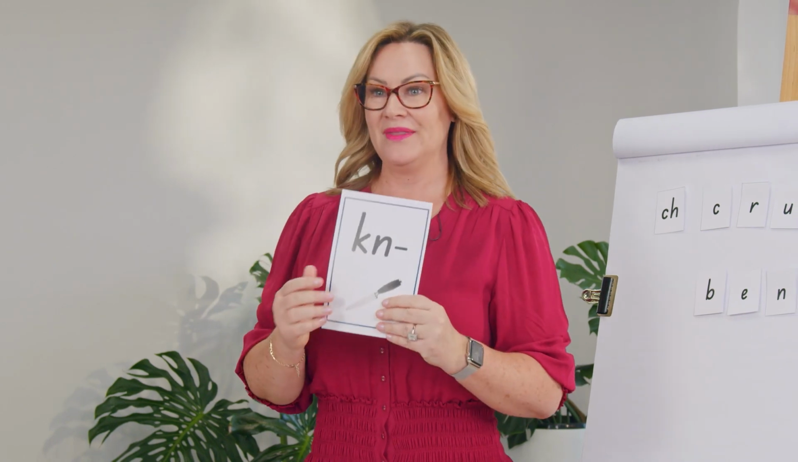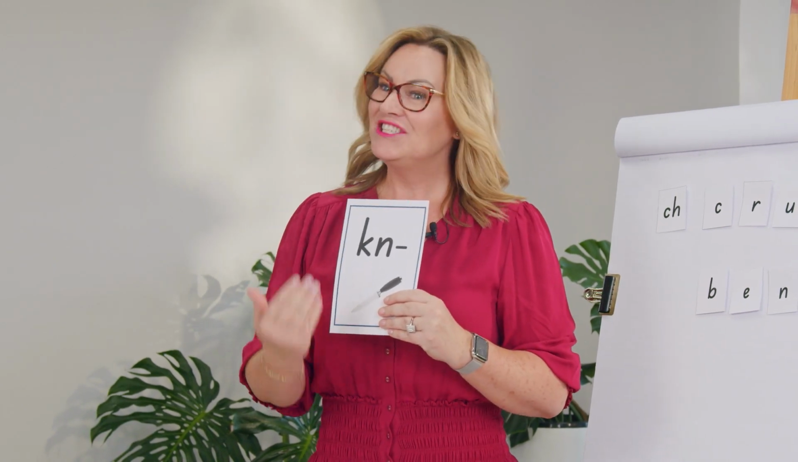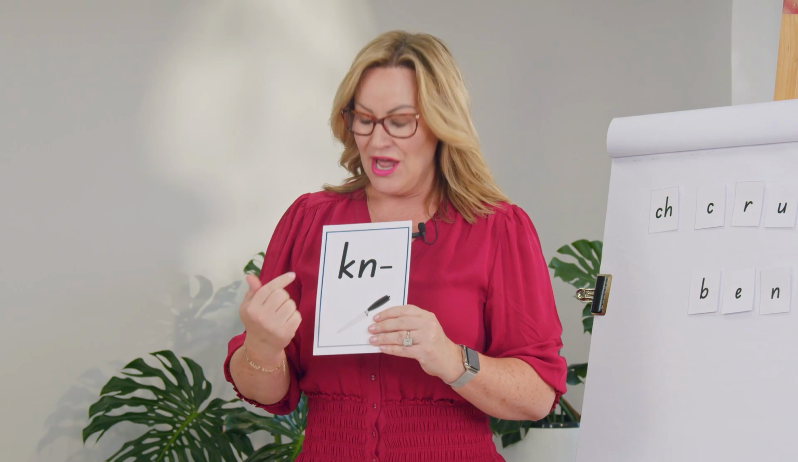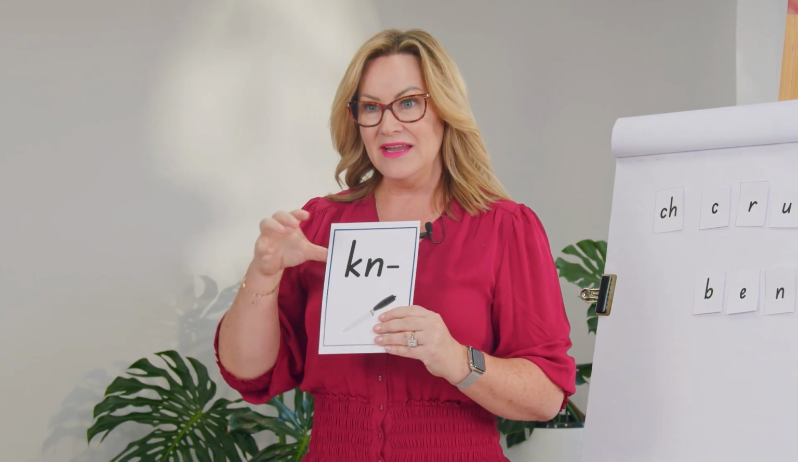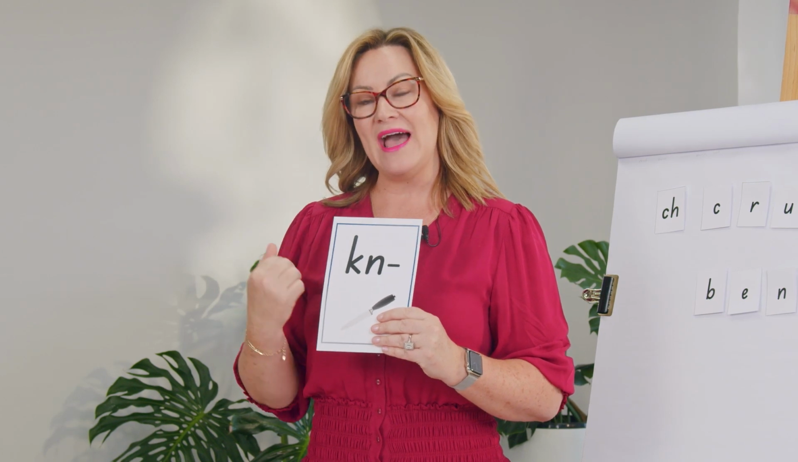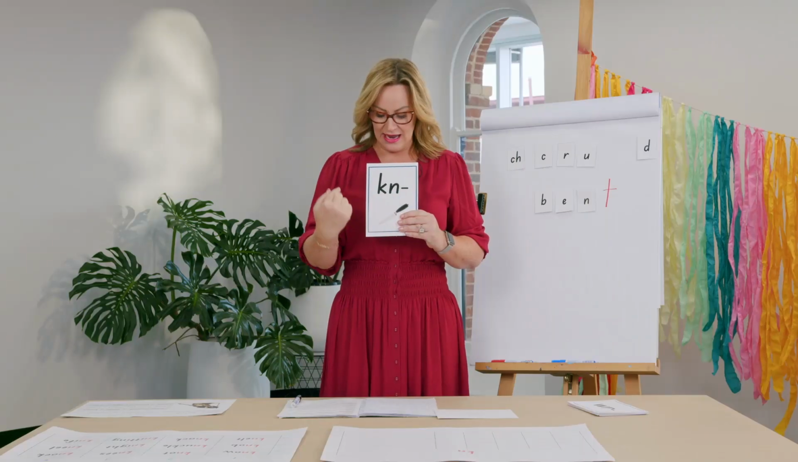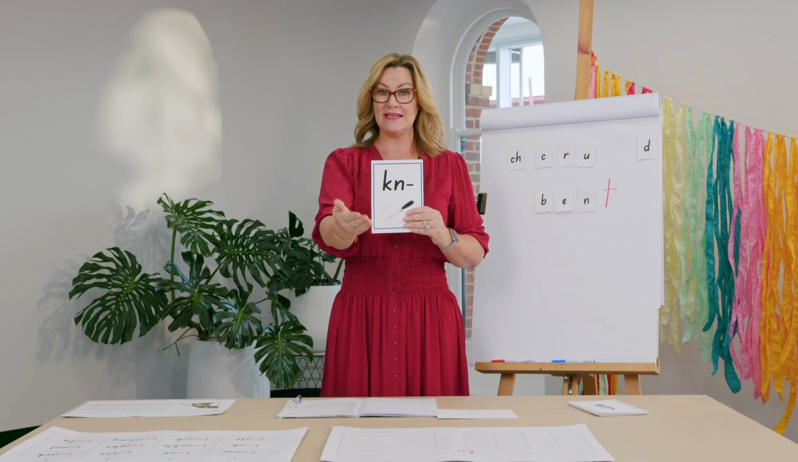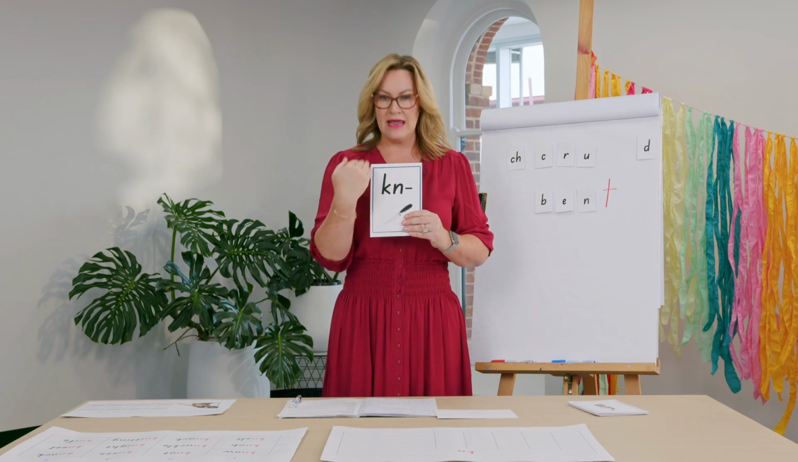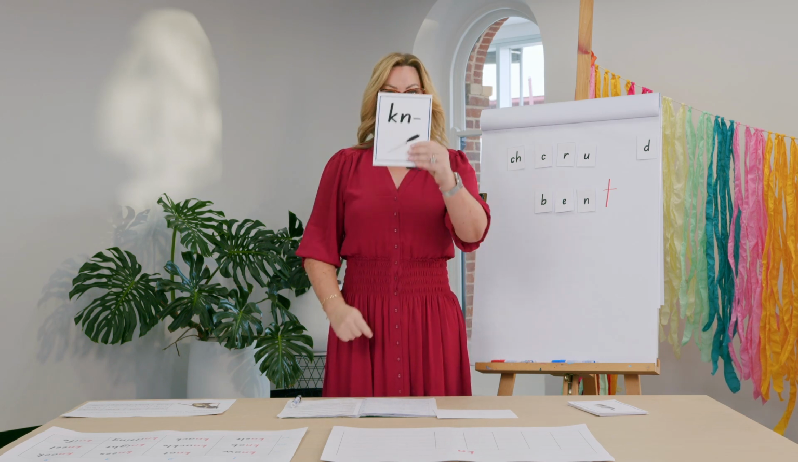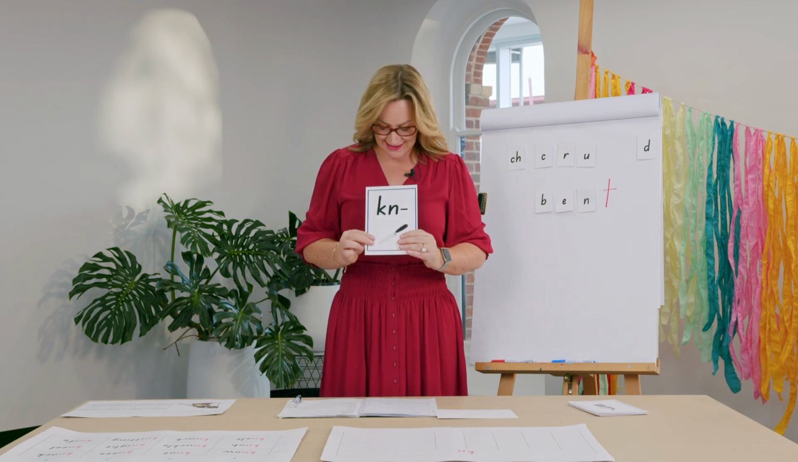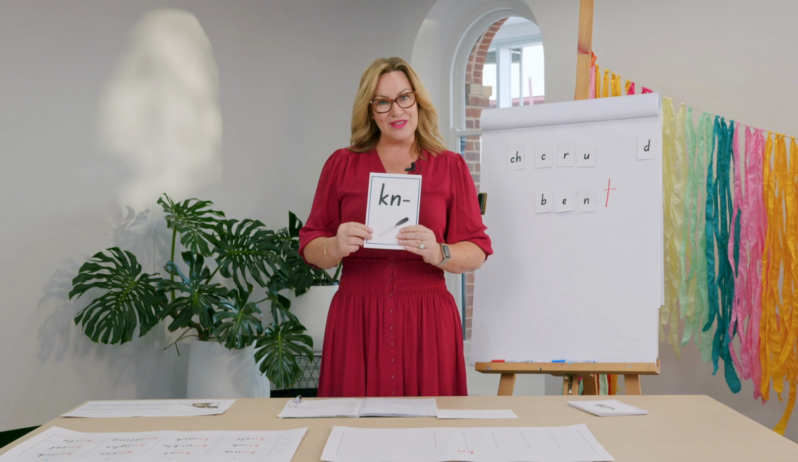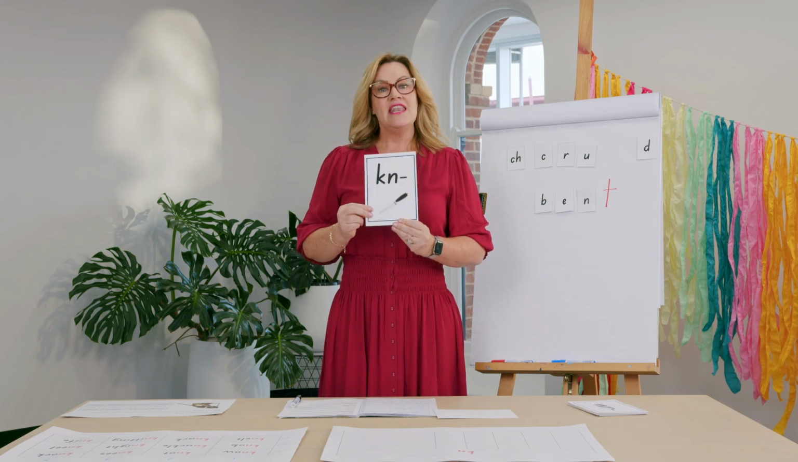Now we have our next grapheme. And you can see again, just like a previous lesson, it involves a silent letter. Now this silent letter is the K. So we have KN, N. Repeat. KN, N. Your turn, on your own, go. Brilliant. Excellent.